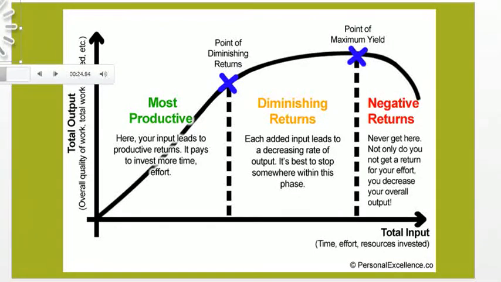Each added input leads to a decreasing rate of output. It's best to stop somewhere within this phase. But if you go past the point of maximum yield, you'll have a negative return, or a negative slope. Never get here. Not only do you not get a return for your effort, you decrease the overall output.